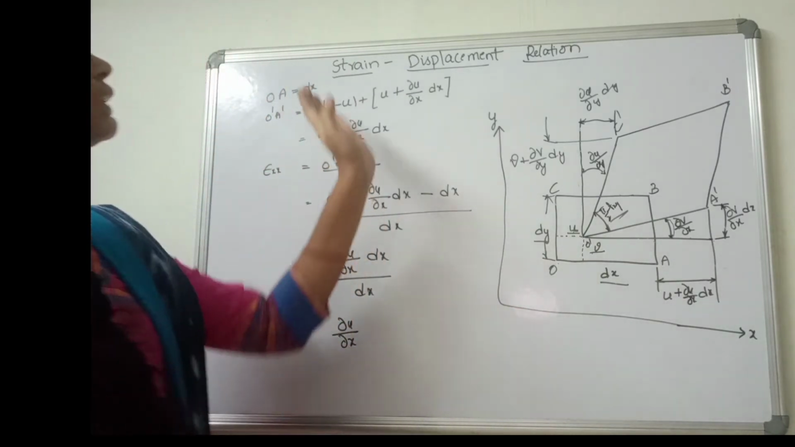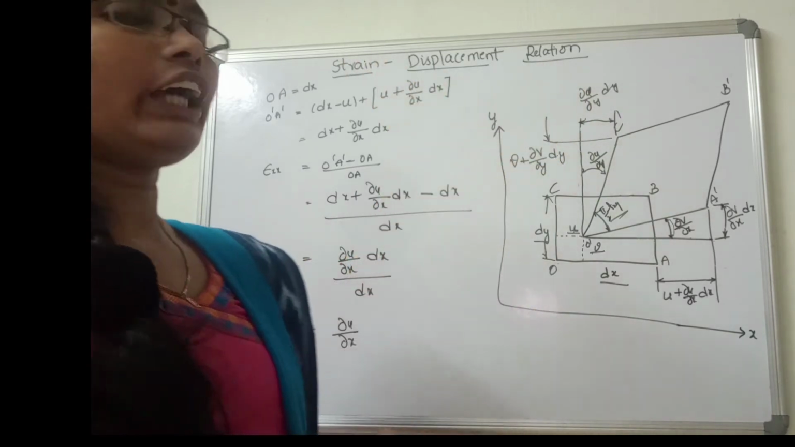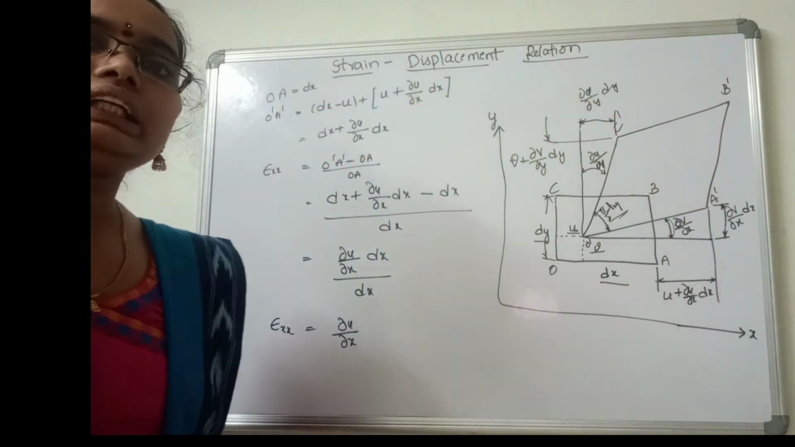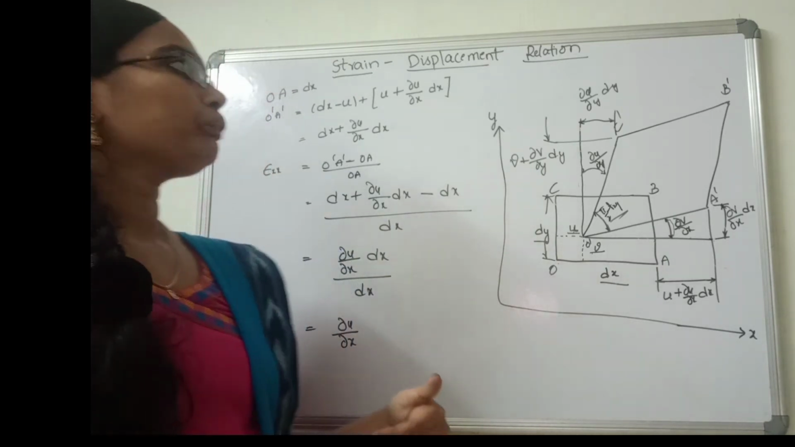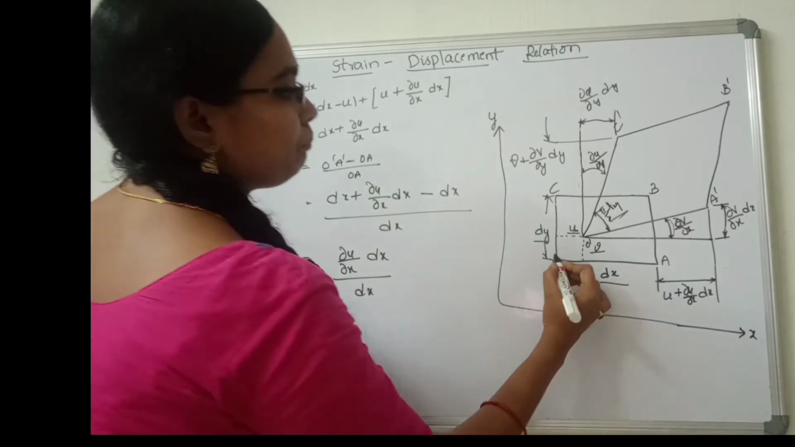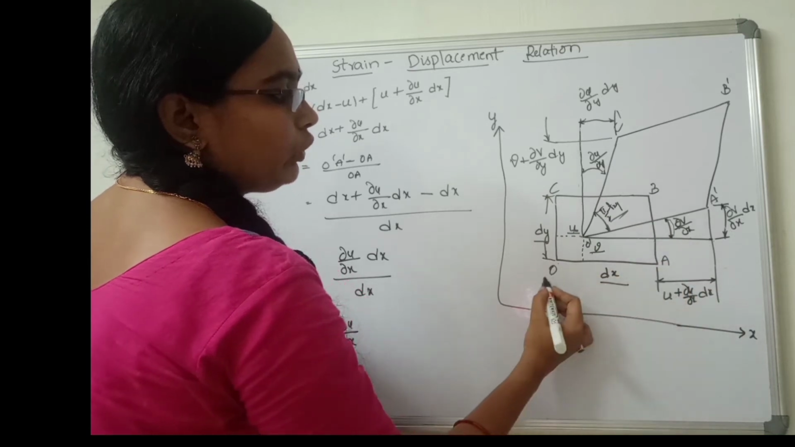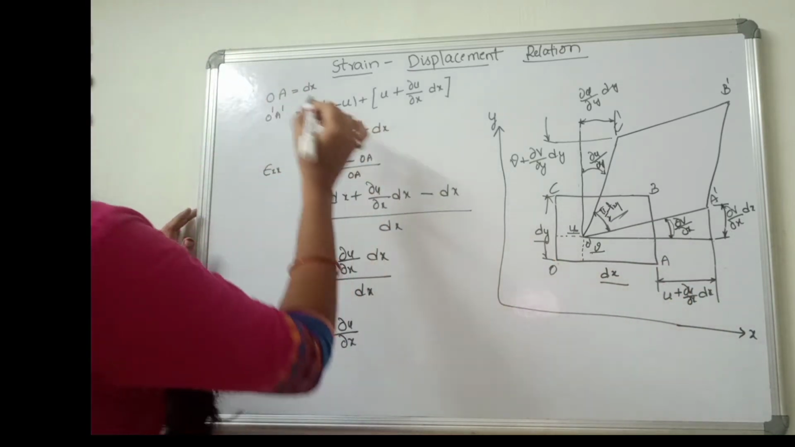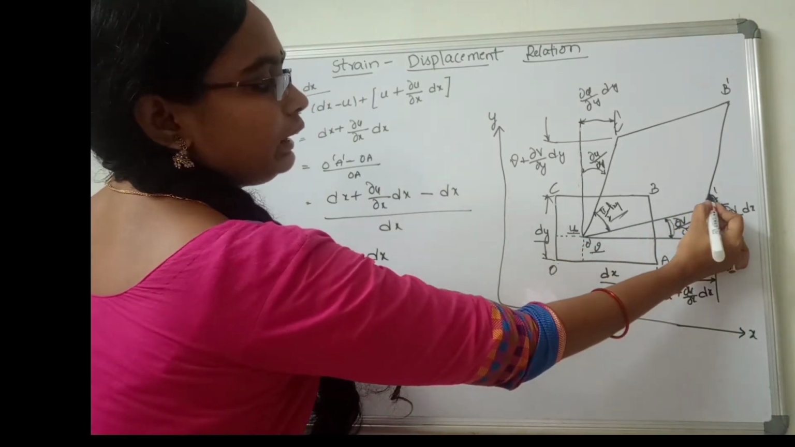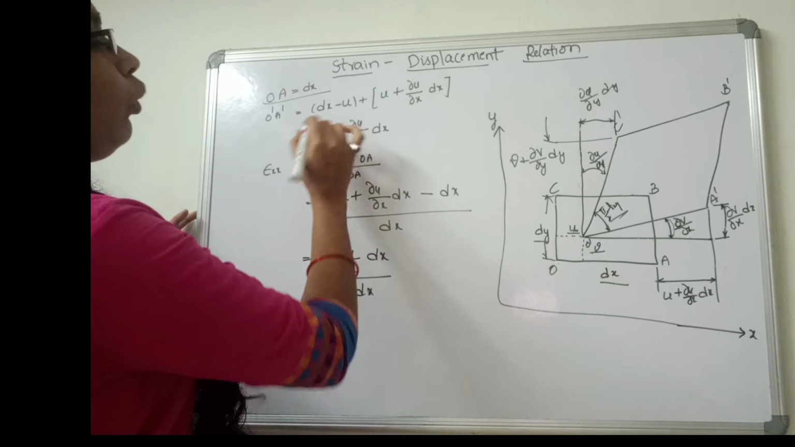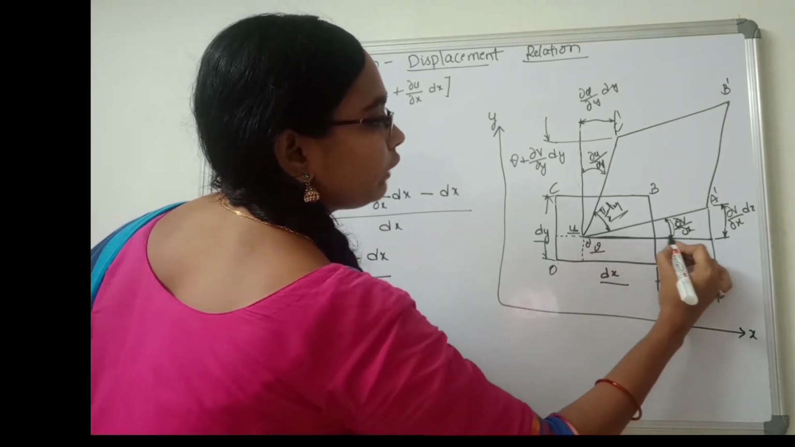To find the strain displacement relationship, I would like to consider strain. What is meant by strain? Strain is nothing but, in simple words, change in length by original length. From this diagram OABC, the original length OA is equal to dx. O dash A dash is the changed length, so this is the part we have to find out.